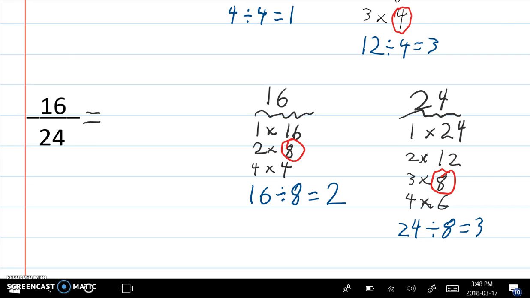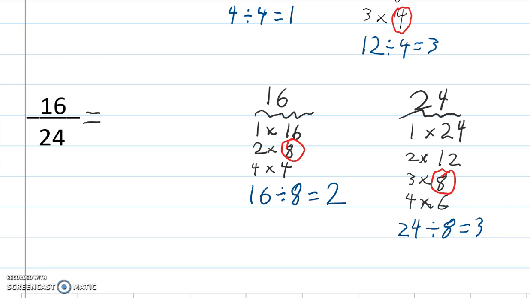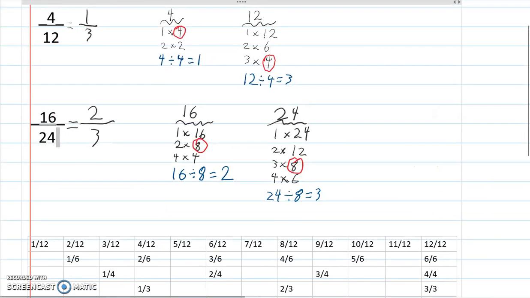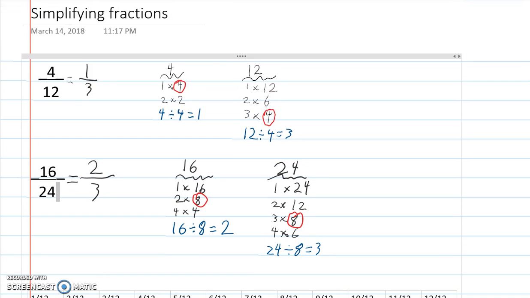Okay. So now all we have to do is actually write it in our fraction form. So 16 was on top, right? On top here. And we've got 16 here. So what did the 16 equal? 2. And what did the 24 equal? 3. And we are done. And that is how you can simplify fractions to the simplest form every time.